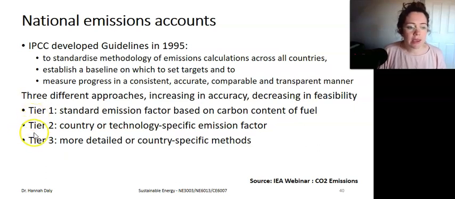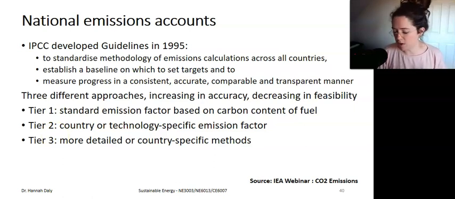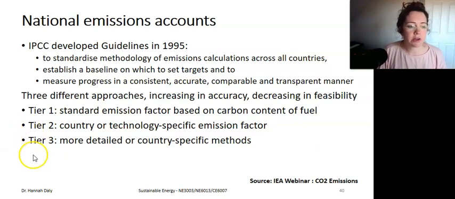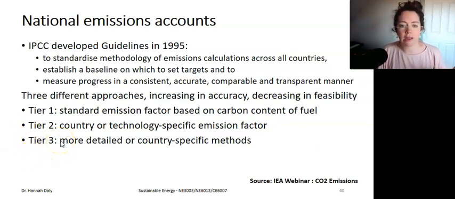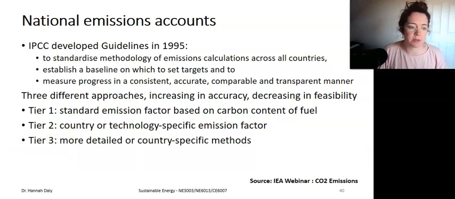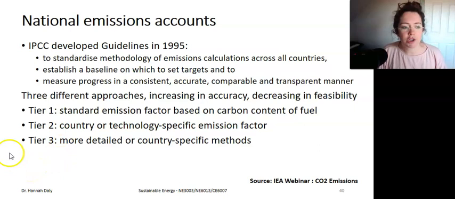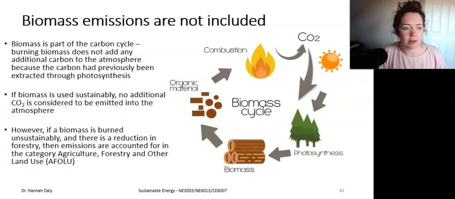Tier 2 can add country or technology specific emission factors, because fuels in different countries might have different emission factors, as there might be more or less carbon in the fuel, and different technologies might produce CO2 in different ways. Tier 3 might have even more detail at the country level and even at the plant level, so down to the individual power plant might have specific emission factors. But in this lecture we'll go through very basic tier 1 emissions accounting and give an example for Ireland.